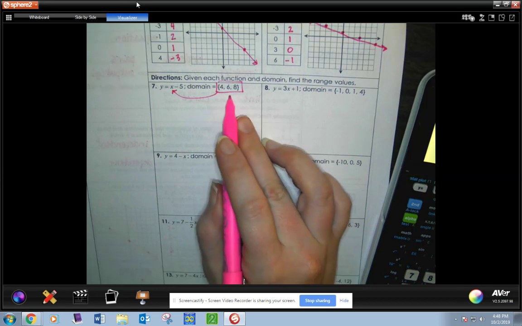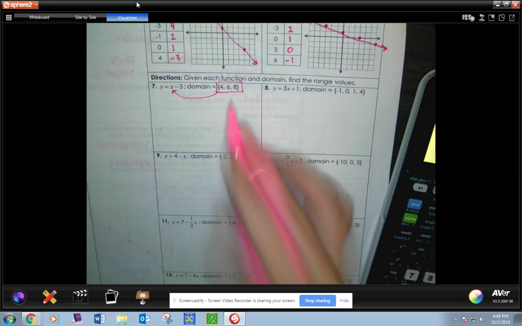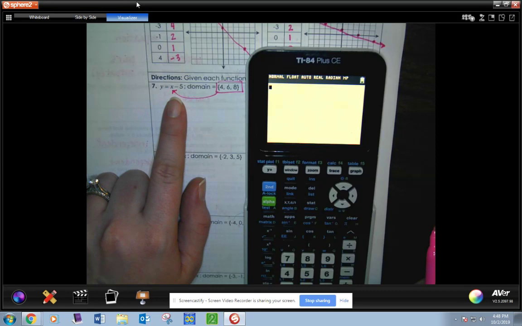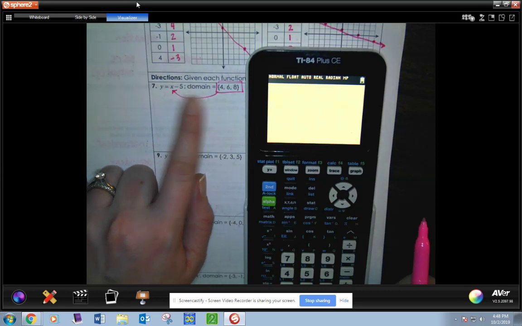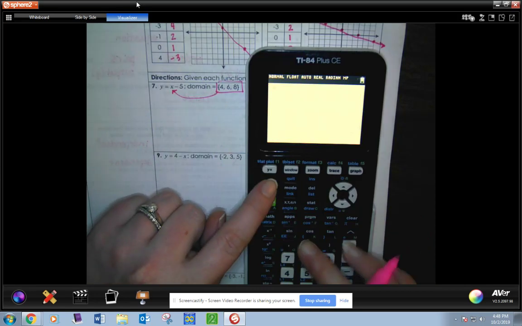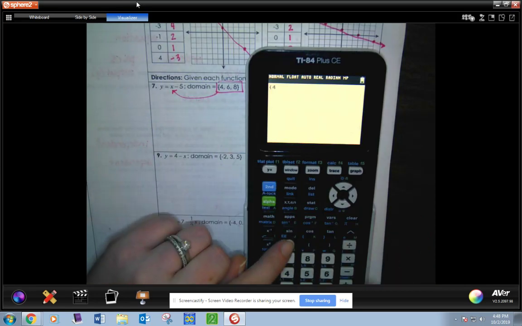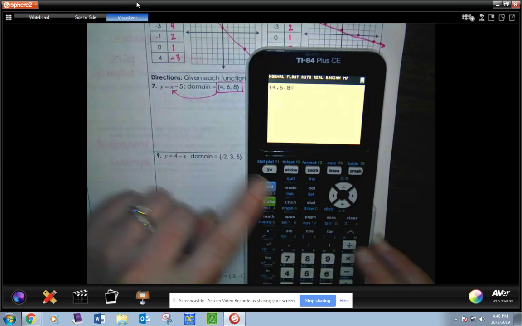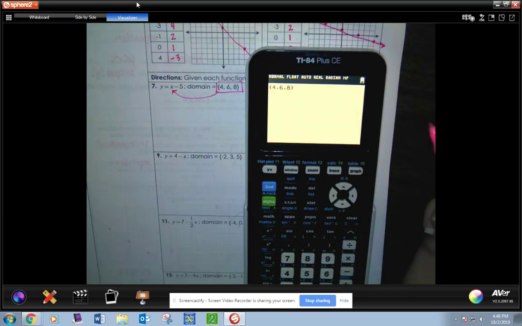And if you type it exactly as it is, you need brackets and everything, it'll give you your answer in order. So what I mean is, instead of putting y equals, you're going to do x minus 5. Well, the domain is x. So we're going to start with a bracket. You're going to just press second parentheses, 4 comma, 6 comma, 8, second close parentheses. You have to hit second to get that bracket. It cannot be a parentheses. It has to be a bracket.